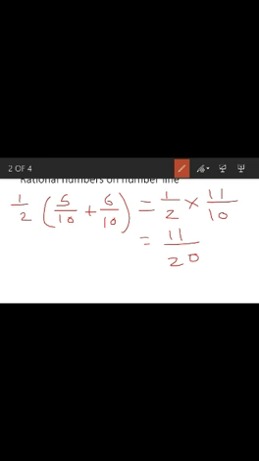That is 11 upon 20 is the number that lies exactly in the middle of 5 upon 10 and 6 upon 10. It means that 11 upon 20 is a number that lies between 1 upon 2 and 3 upon 5. Understood? I hope you understood it.